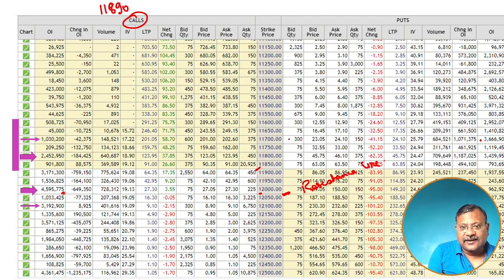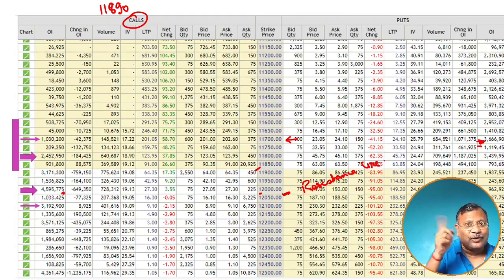That is 11,700. Now understand, when you are buying a put, your view is that the market will go down. Remember, buying a put is bearish. But when you're selling a put, you feel that the market will definitely stay above 11,700. It will not go below 11,700, right? That means, if the open interest here is very high, there are a lot of sellers here. Buyers are there.